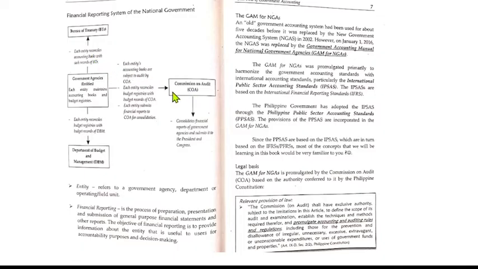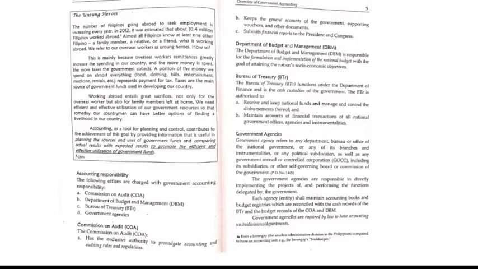Okay, si COA, since the Commission on Audit, balikan natin, has the exclusive authority to promulgate accounting and auditing rules and regulations. It keeps the general accounts of the government, supporting vouchers and other documents. It submits financial reports to the President and the Congress.